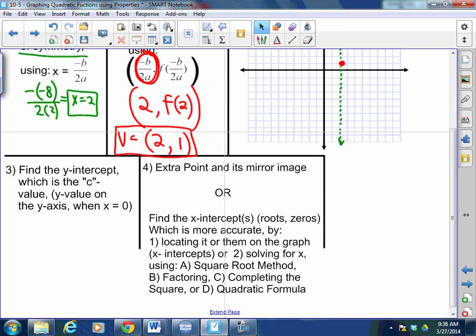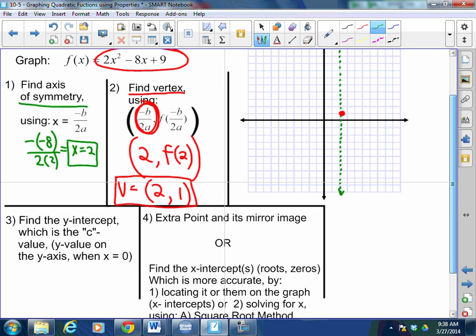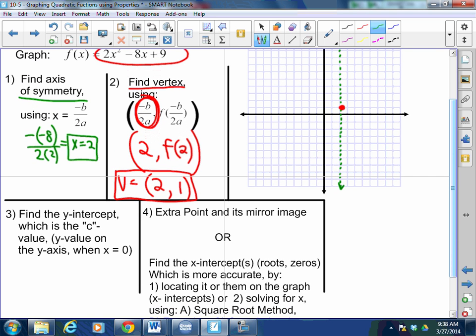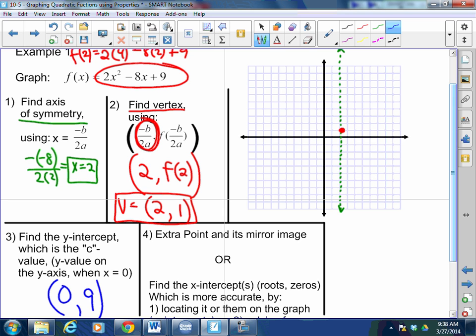Find the y-intercept, which is the c value. It's the y value on the y-axis when x is 0. So what's the c value for this equation here? 9. So my y-intercept is, I'll do it in a different color, (0, 9). So 1, 2, 3, 4, 5, 6, 7, 8, 9. (0, 9). You with me? Right, guys? Mirror image. 1, 2 to the left, 1, 2 to the right, and guess what? We have a parabola.